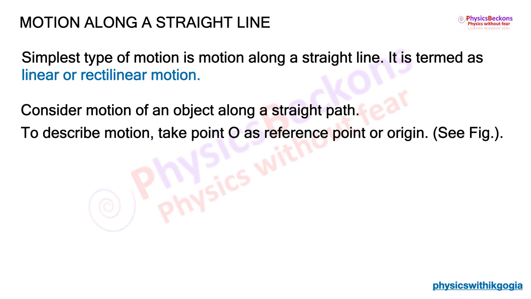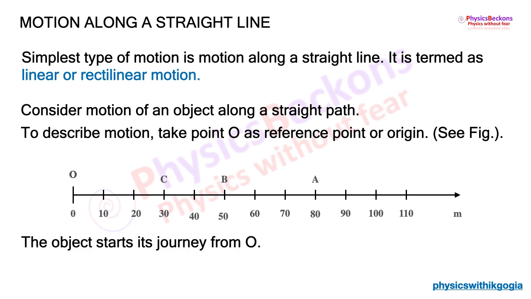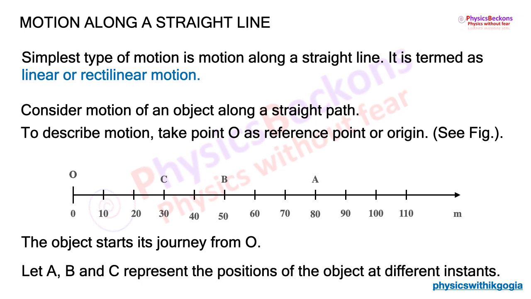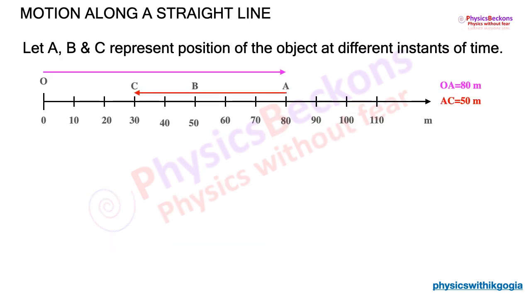Let us consider motion of an object which is linear. To describe the motion, take point O as a reference point or the origin, as you have in the figure. The object starts its journey from point O. Let A, B and C represent positions of this object at different instances of time. At first, the object starts from point O, moves through C towards right. Here, O to A. It is passing through C and B and reaching point A.